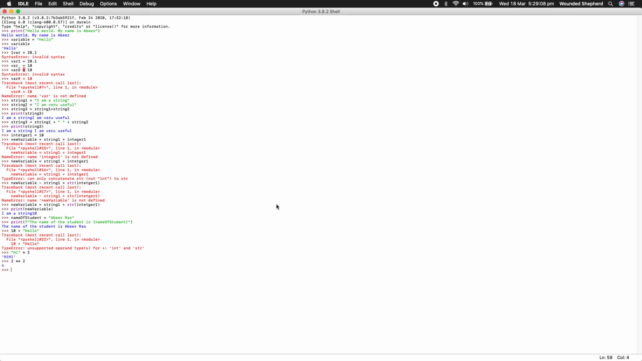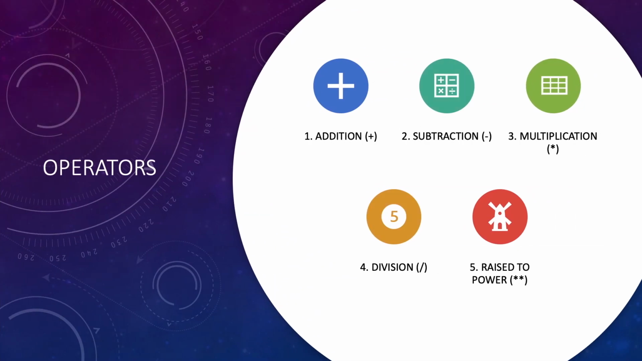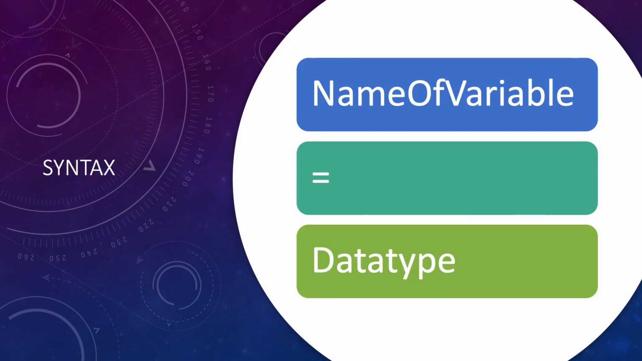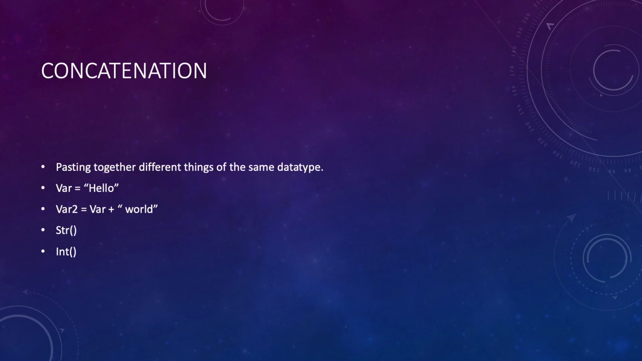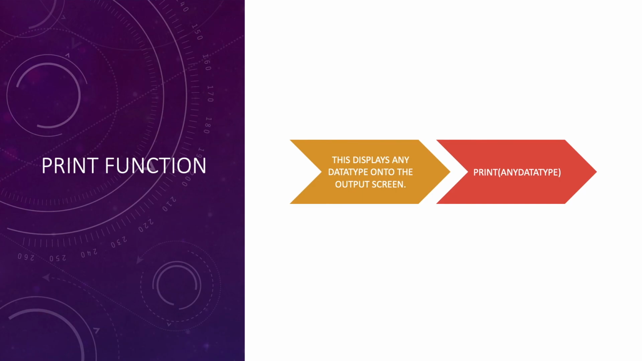Okay, that is it for this video. Just to recap, we covered operators and the rule of same data types in Python. We discussed variables and string and other types of concatenation. We also discussed the print function.